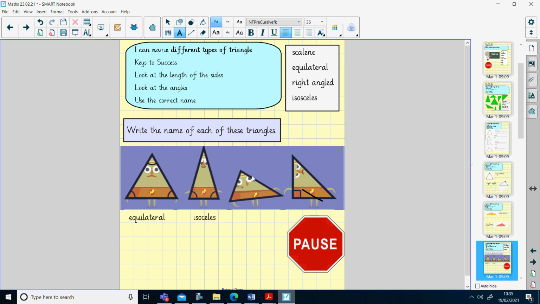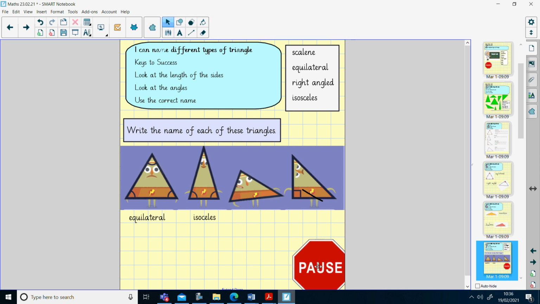Now I know that this one is easy peasy to spot. It's my right angled triangle, and it's right angled, so it's got that D at the end. So this one is my scalene. It's that one that's got all of those odd sides, all different size sides and different angles. Well done if you got those right, children.